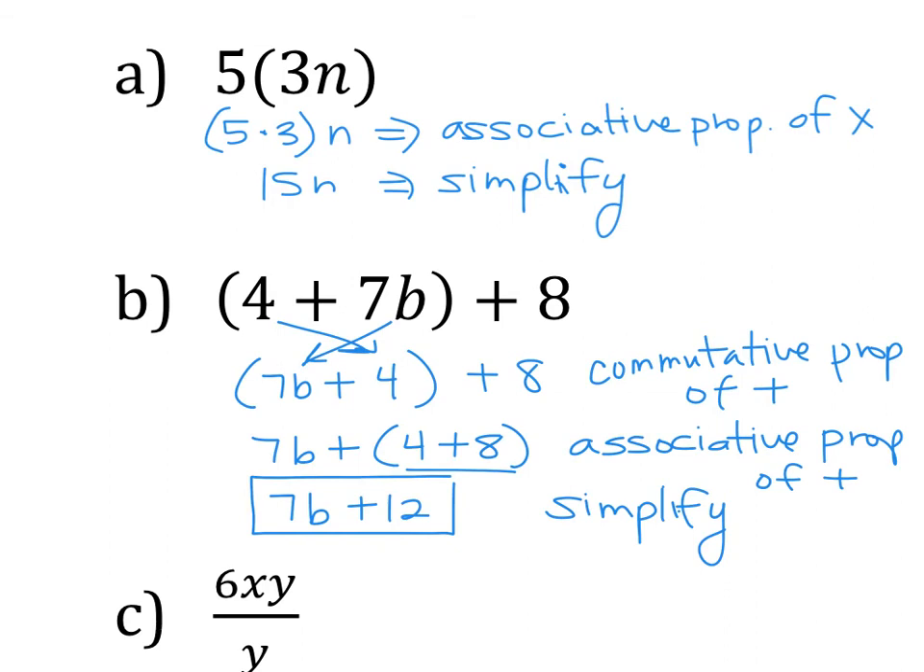If it was 7b plus 12b, then they're like terms. Then we can add them together. Okay, but because one has a b and one doesn't, you may not add them. It's breaking the rules. Okay? All right.